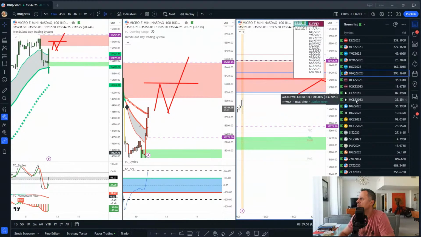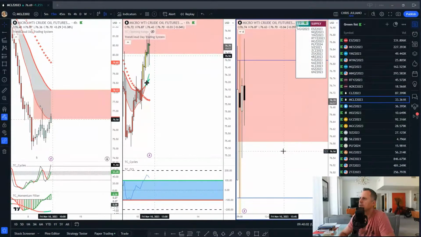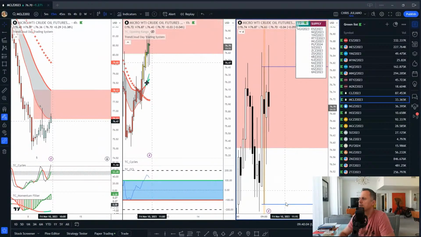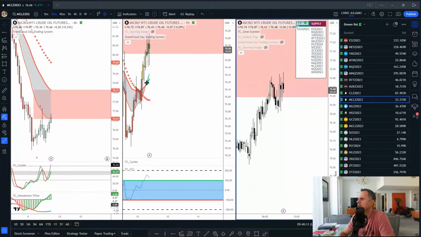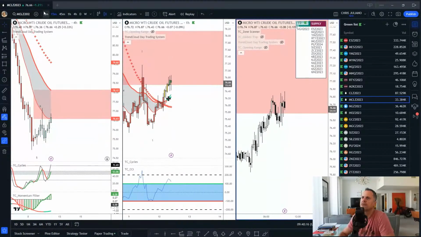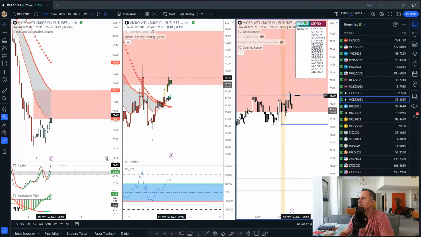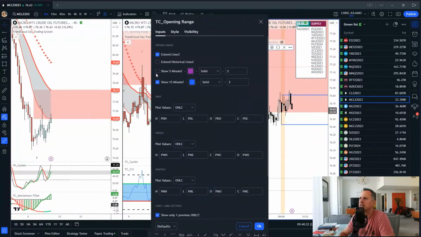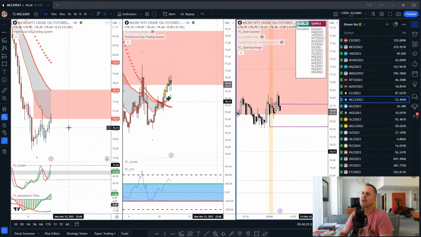Let's look at crude oil here. Whoa, crude oil is doing something really funky, isn't it? Okay. Go to the 5-minute chart for crude oil, and then put your opening range on there. And you need the 5-minute opening range, okay? There we go, 5-minute opening range.